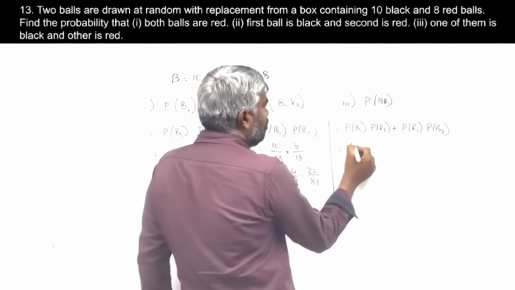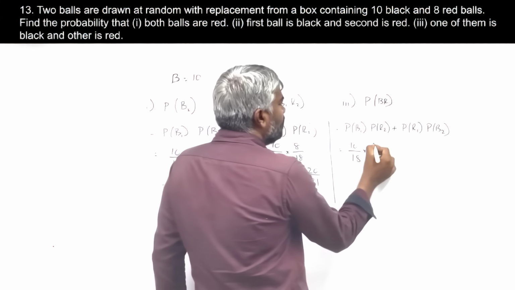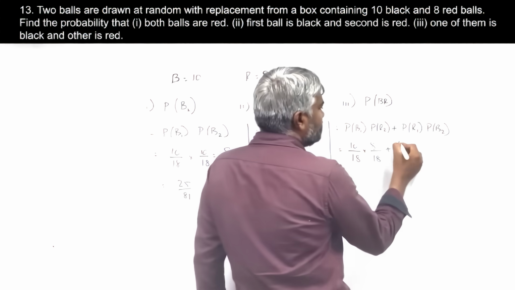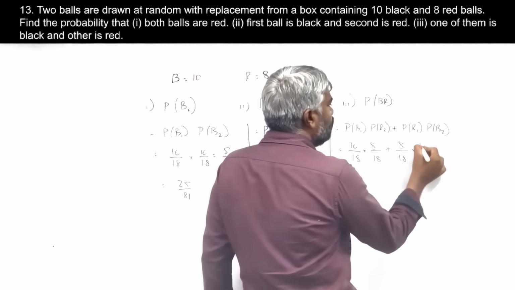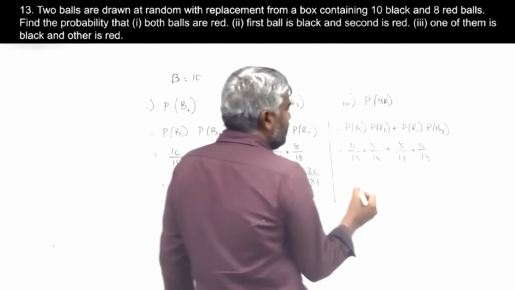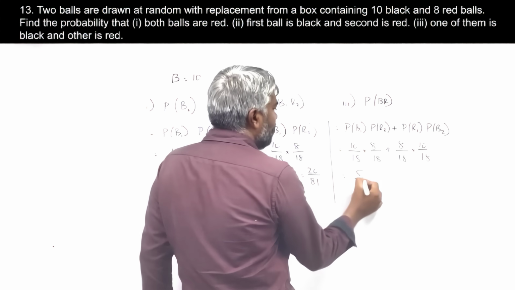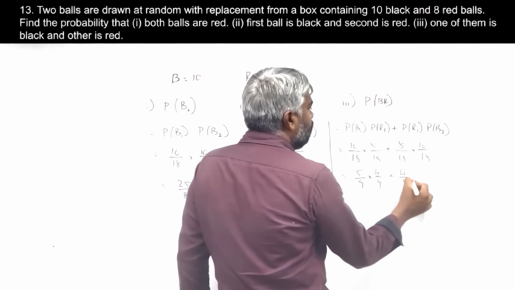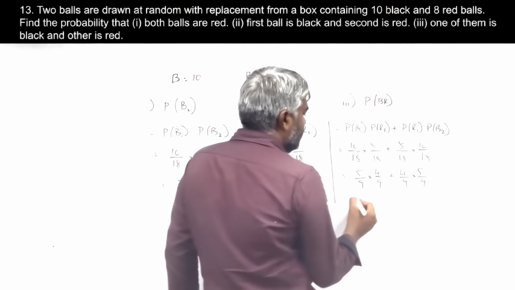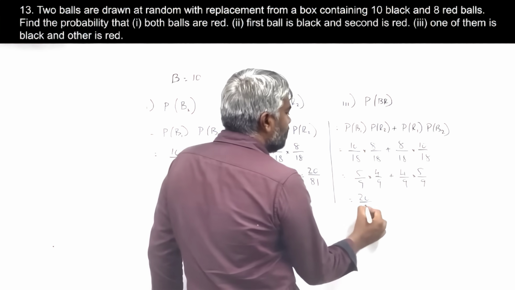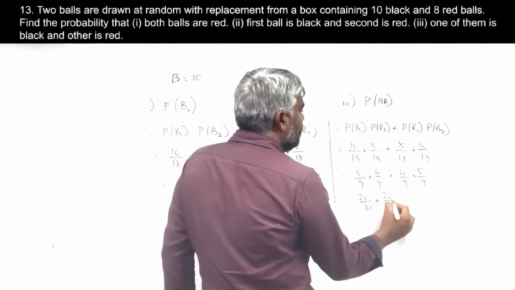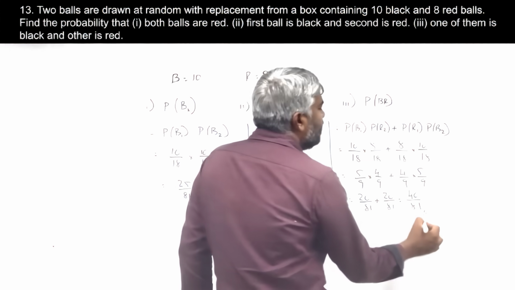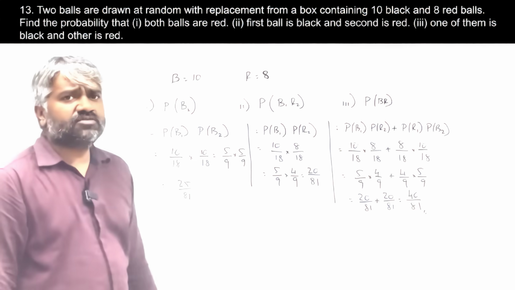So what is the probability of getting a black ball? 10 by 18 into 8 by 18 plus, first is red, 8 by 18 into 10 by 18, which is 5 by 9 into 4 by 9 plus 4 by 9 into 5 by 9, which is 20 by 81 plus 20 by 81. Therefore, 40 by 81 is the answer for this question.